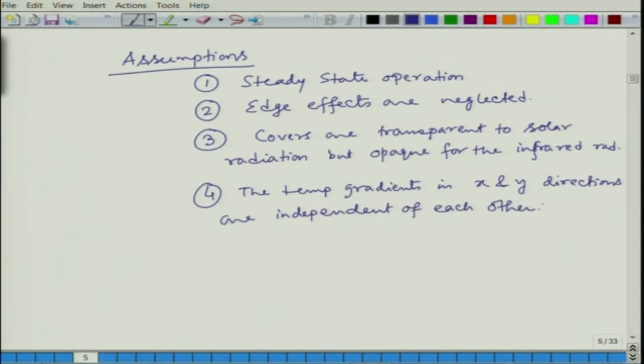So, what does it mean? It means that the x direction temperature variation you can analyze separately, and same for the y direction. That is a major assumption which will make our heat transfer problem a combination of two one dimensional problems rather than a two dimensional problem.